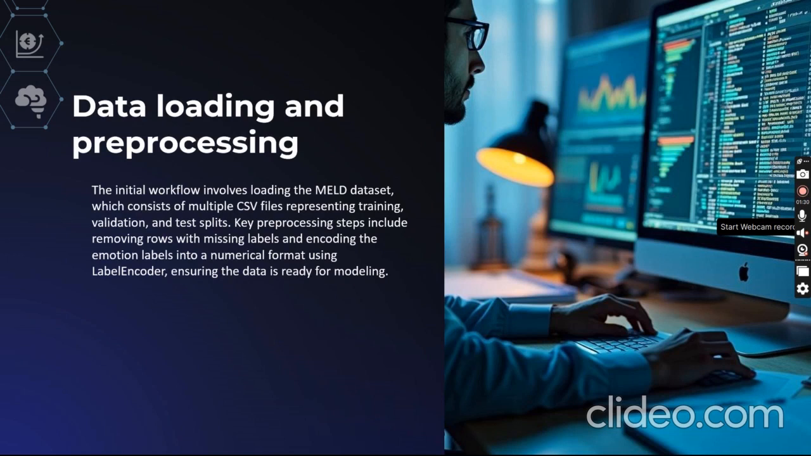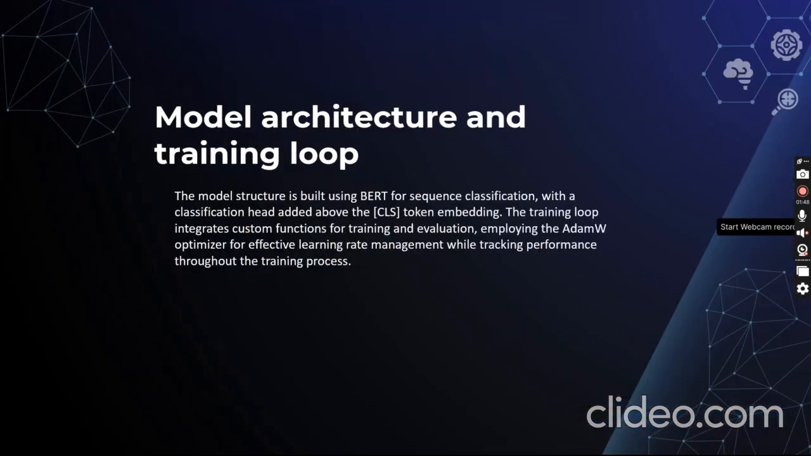The workflow is the data loading and pre-processing. It contains multiple CSV files representing training, validation, and test set splits. Key processing steps include removing rows with missing labels and encoding the emotion labels into a numerical format using LabelEncoder, ensuring the data is ready for modeling.